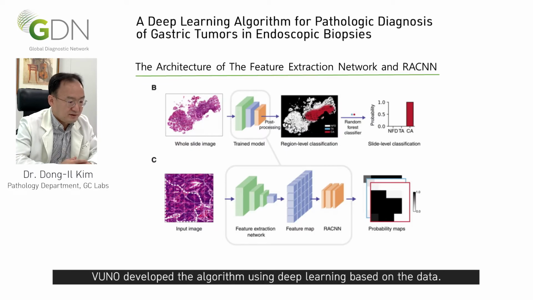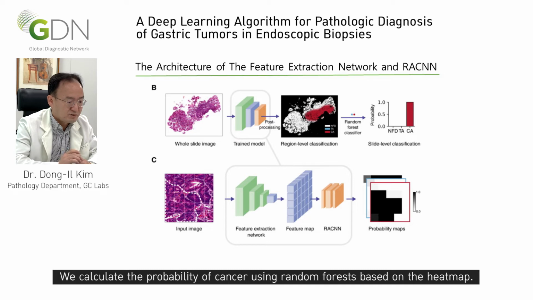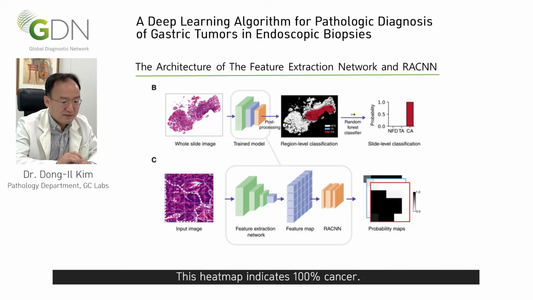Vuno developed the algorithm using deep learning based on the data. The algorithm transforms the slide images on the left side into the heat map on the right side. We calculate the probability of cancer using random forest based on the heat map. The heat map indicates 100% cancer.